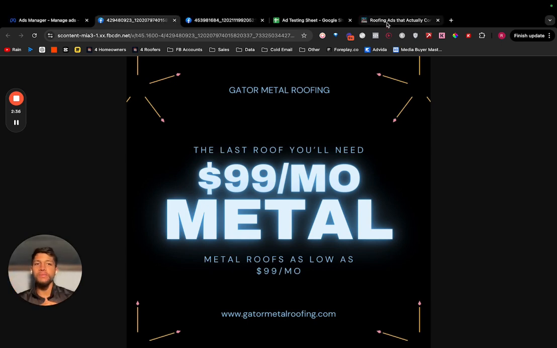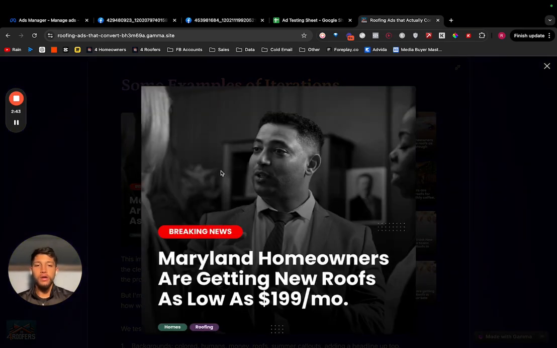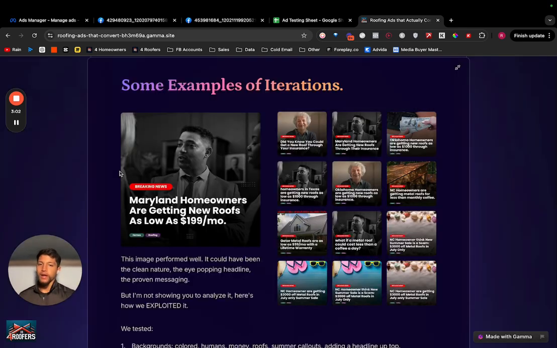And here are some examples of some iterations that we did for a winning ad in the past. Here is an example of a winning ad that we had. We called it a news format. And so it said Maryland homeowners getting new roofs for as low as $199 a month. Don't know exactly why this converted, and we truly never do. But the hypothesis as to why is because it was a news type ad, so it gets attention really well. It looks very clean as well, with the black and white in the background.